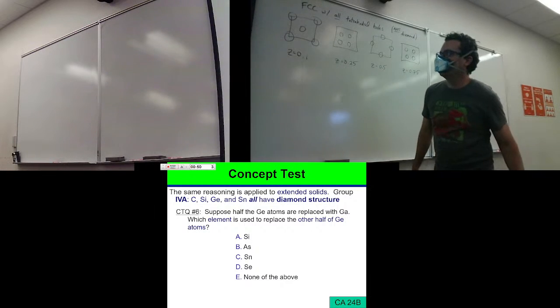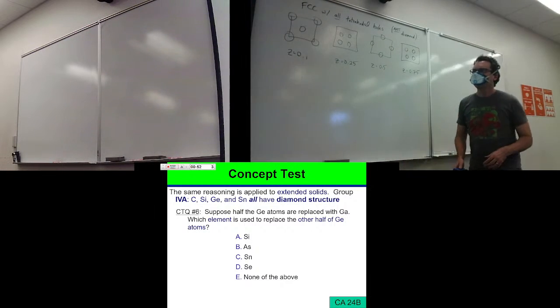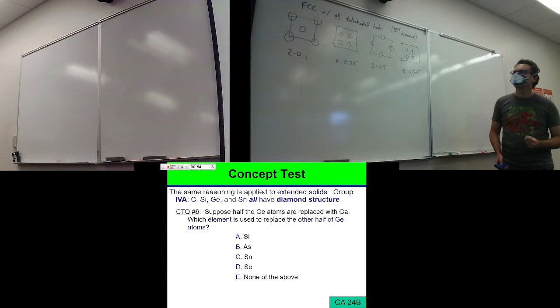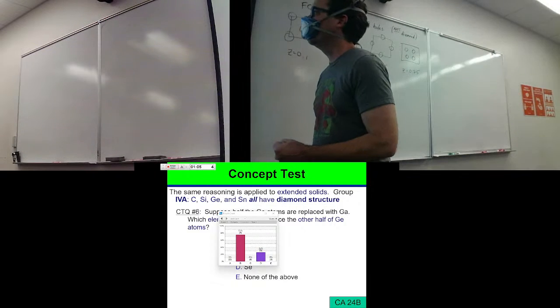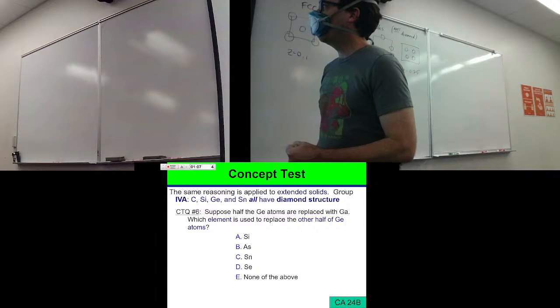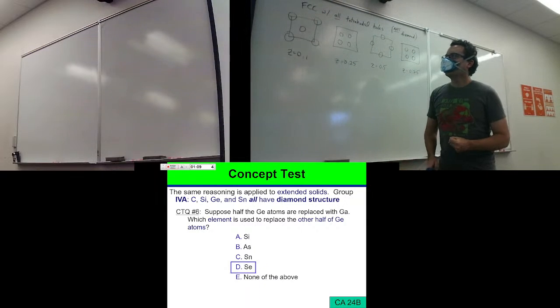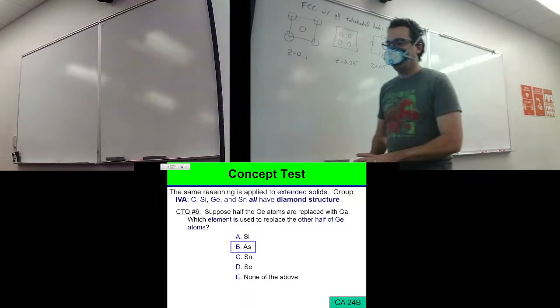This is where it gets a little tricky. Let's see what people are thinking so far. So, we got a little bit of difference of opinion. There's only 3 votes, so it's okay. Alright, somebody's going with majority rule. That's okay. So the answer is B, arsenic.